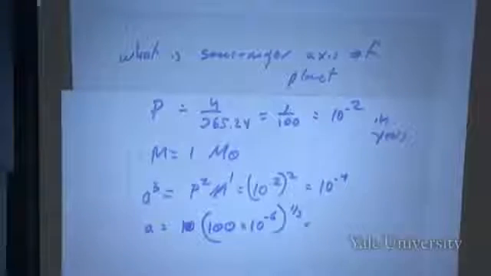So a cubed equals P squared times M, which is 10 to the minus 2 squared times 1, which is 10 to the minus 4. So a is equal to, we've got to do this right, 100 times 10 to the minus 6 to the 1/3 power. 5 cubed is 125, so the cube root of 100 is about 5. So a is 5 times 10 to the minus 2 astronomical units. Or let's put it in real units here.